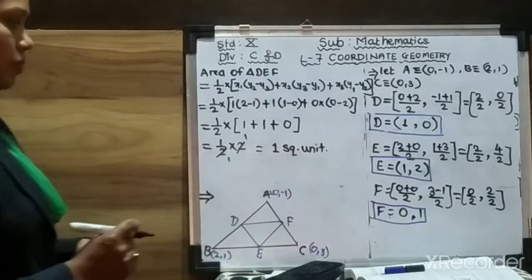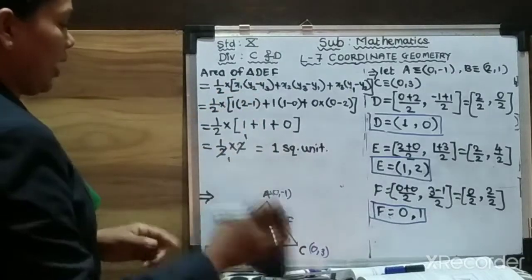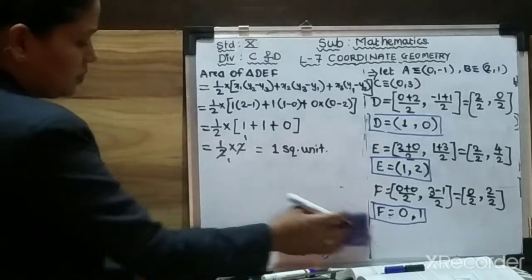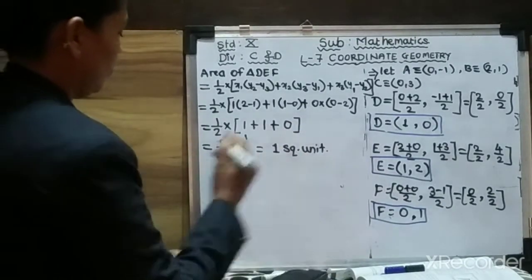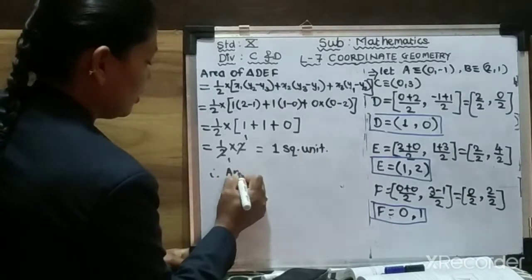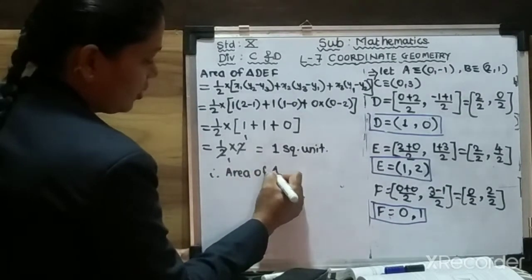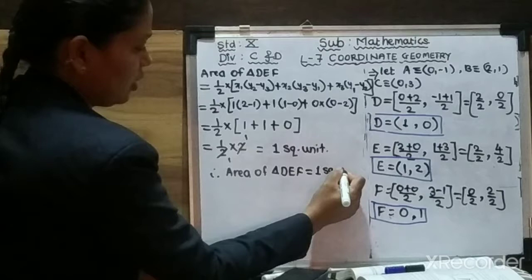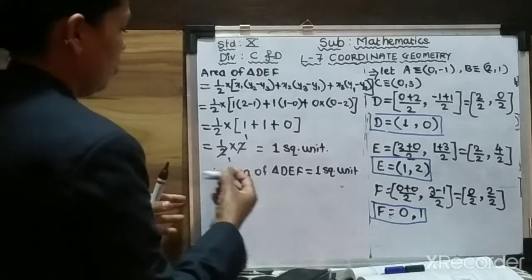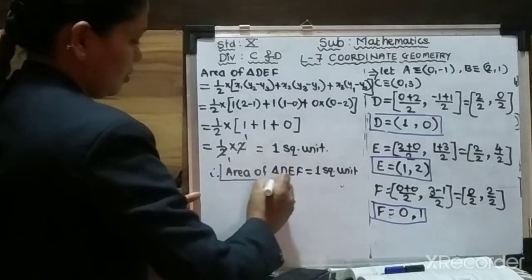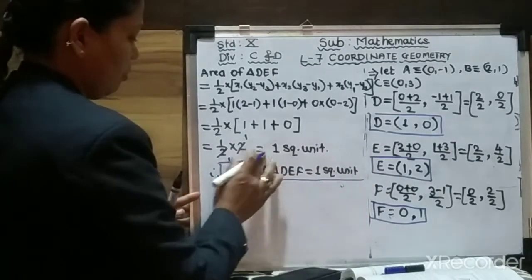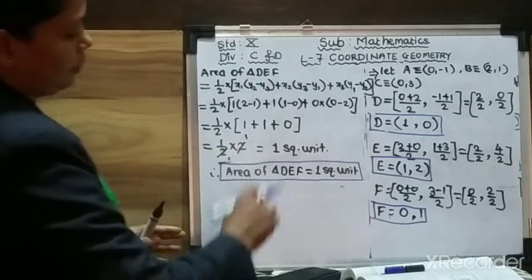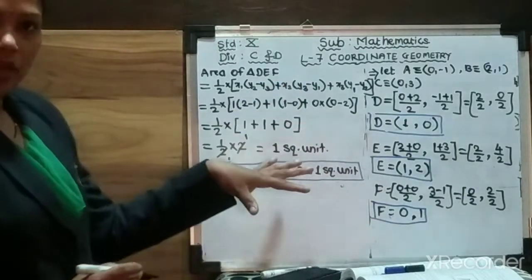You write it down below, right? So this is the area of triangle DEF. So I write here, therefore, area of triangle DEF is equal to 1 square unit. Right? Put a box. Presentation is very important in the question paper or in the board paper. Right? Now, we got area of triangle DEF.